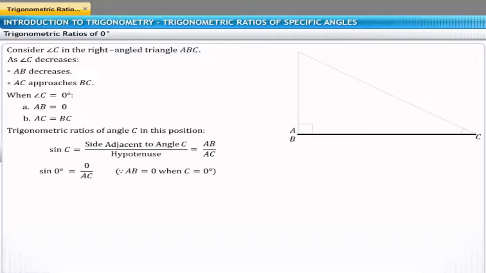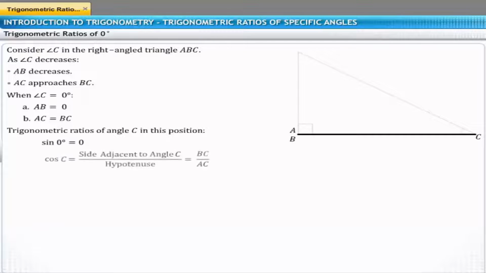0 divided by any quantity is 0. Thus, we can say that sin 0 is equal to 0. We know that cos C is equal to the ratio between BC, the side adjacent to angle C, and AC, the hypotenuse. We have seen that AC becomes equal to BC when angle C is equal to 0 degrees. Thus we can say that cos 0 is equal to 1.